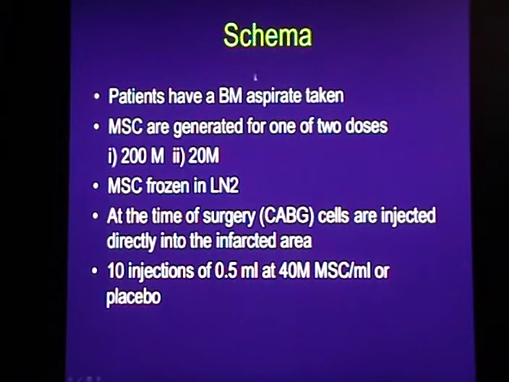So the patients had a bone marrow aspirate taken. The MSCs were generated in one of two doses, either 200 million or 20 million, and then the MSCs were frozen in liquid nitrogen. At the time of surgery, the cells were injected directly into the infarct area and consisted of 10 injections of 0.5 mils at 40 million MSCs per mil, or the patients received placebo.